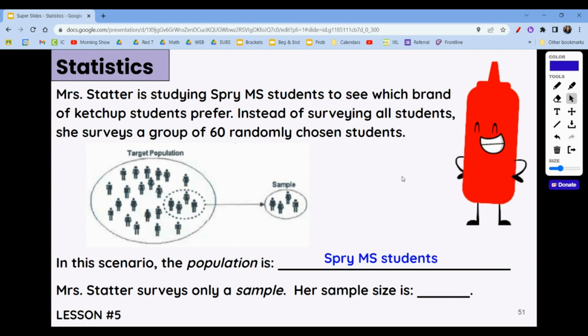In this scenario, the population is Spry Middle School students. But Mrs. Statter only surveys a sample. Her sample size is 60.